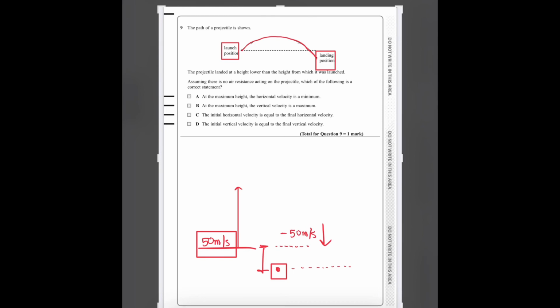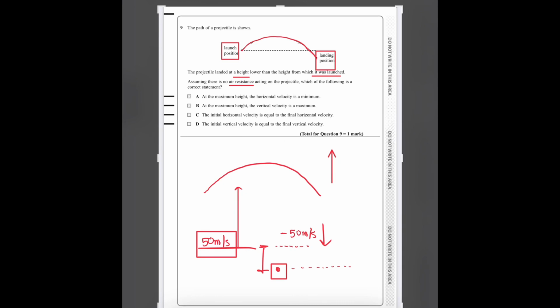So the projectile landed at a height lower than the height from which it was launched, assuming there is no air resistance. No air resistance means that the vertical component of the velocity is dependent on the gravity, right? And the horizontal component of velocity is almost always constant. The horizontal velocity decreases when there is air resistance, right?